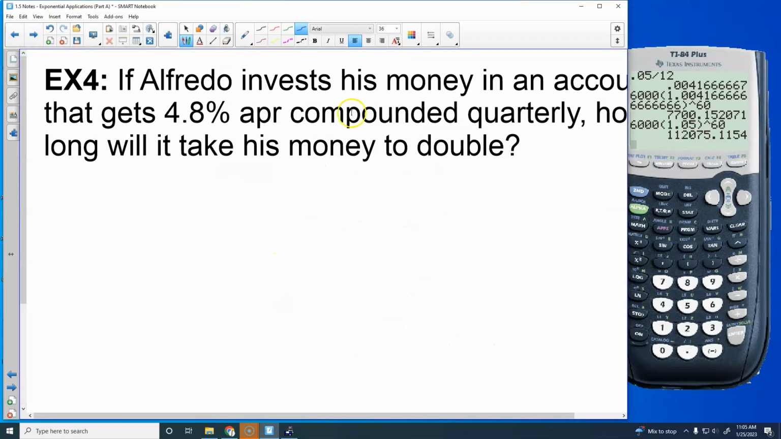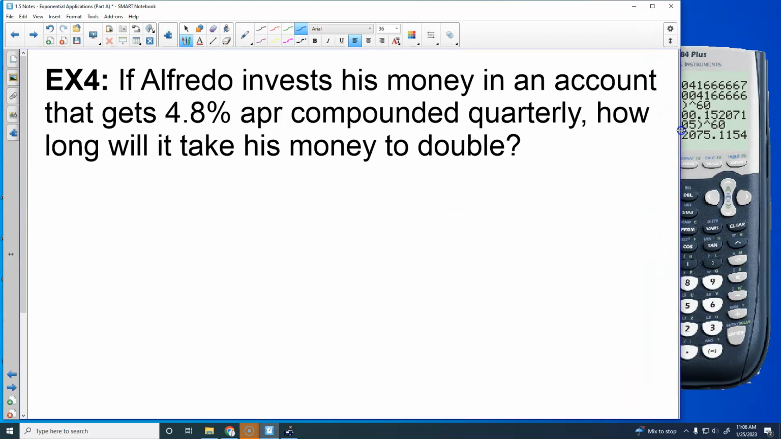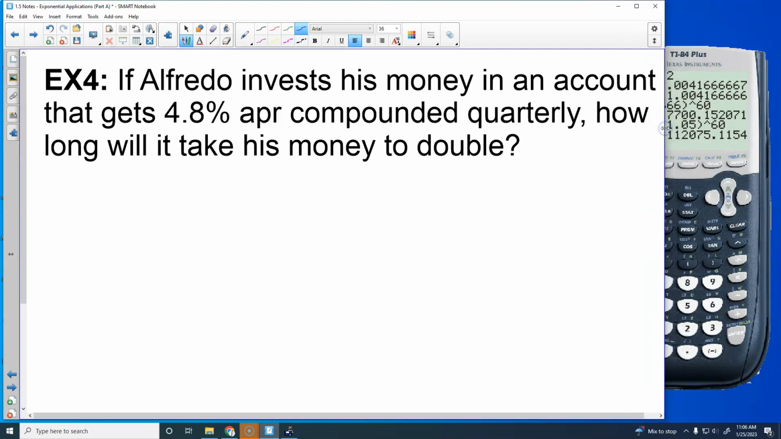Okay, so let's do another one like this, and it's a little bit of a different problem. If Alfredo invests his money in an account that gets 4.8% APR, compounded quarterly, how long will it take his money to double? What's missing here?